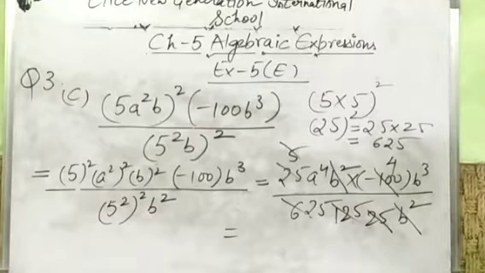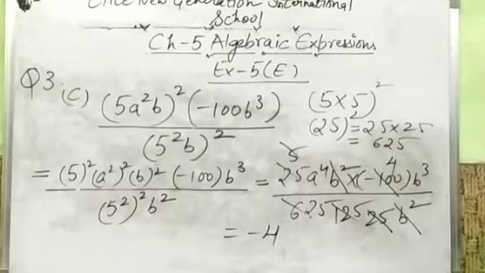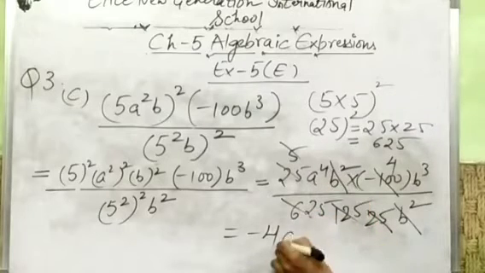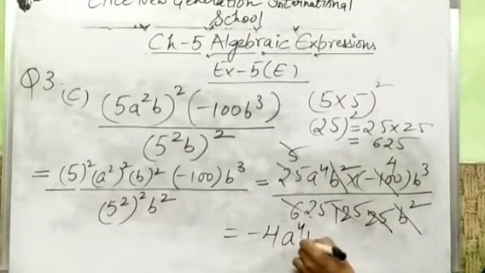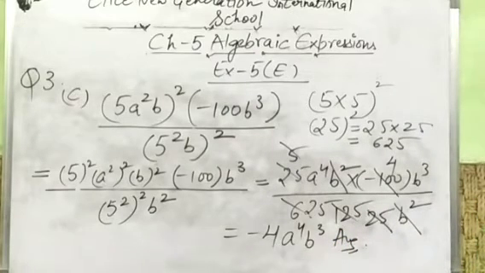Now what is remaining here? Minus 4 first of all. So write numerical value with sign minus. And here a to the power 4, and from this side b to the power 3. This is the answer. Okay. So like this, I hope you can easily solve some other questions as well.